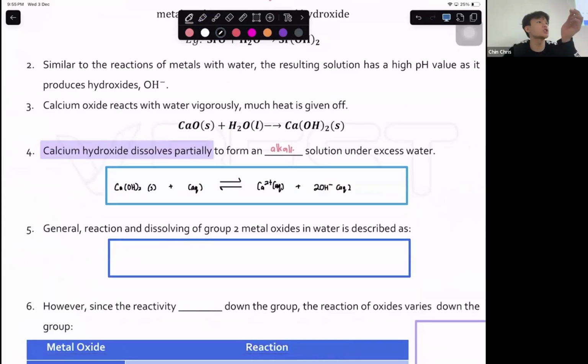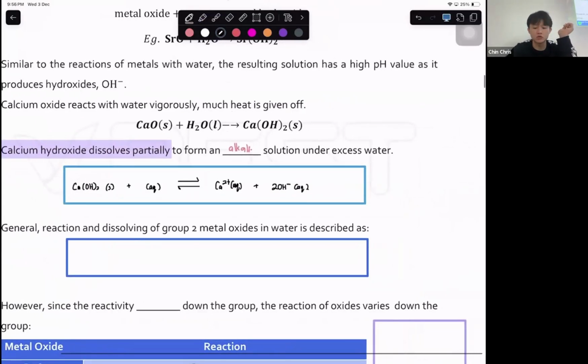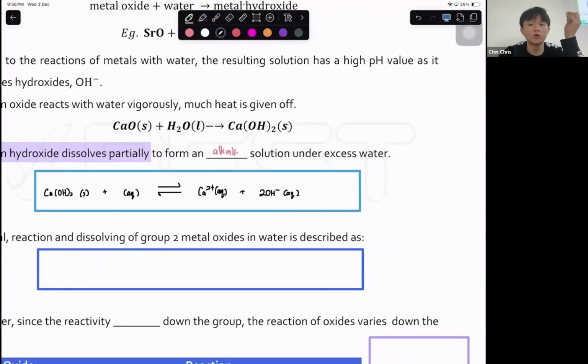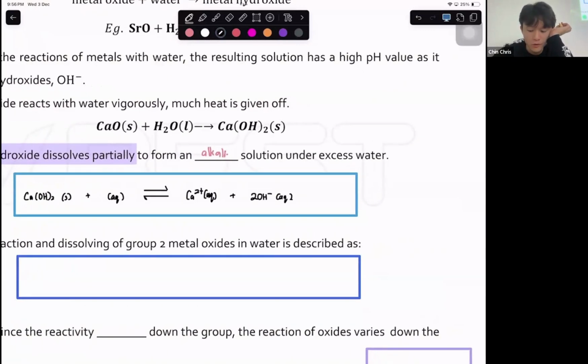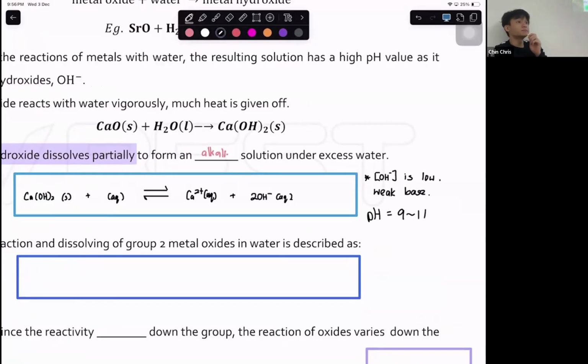Alright guys, my next question is, what happens to the concentration of OH minus? Low or high? The concentration of OH minus is low, which means it's going to form a weak base. Correct. pH of a weak base, guys. Yes, pH of a weak base is 9 to 11.